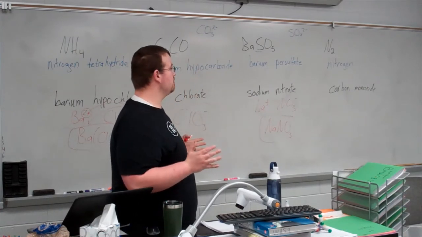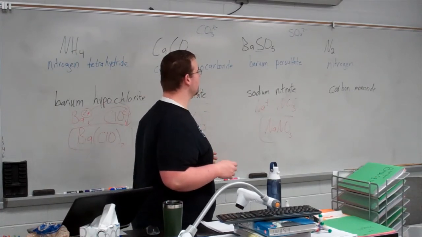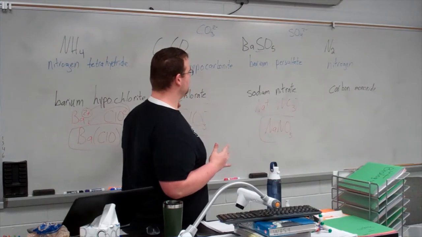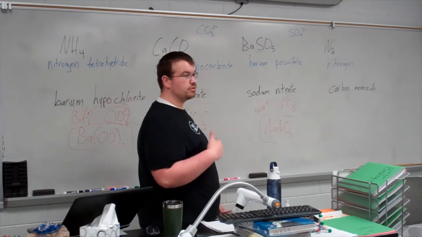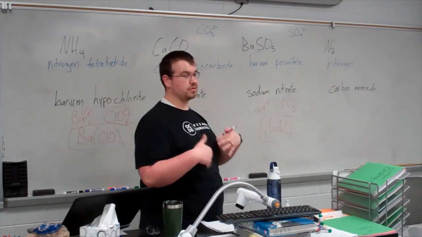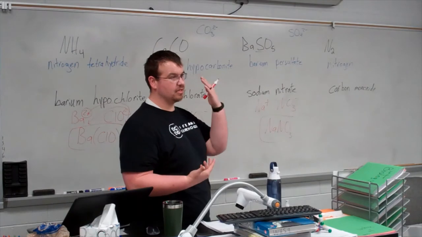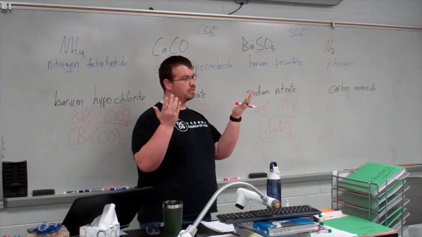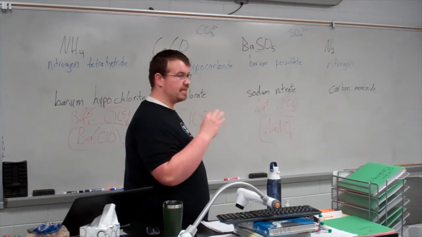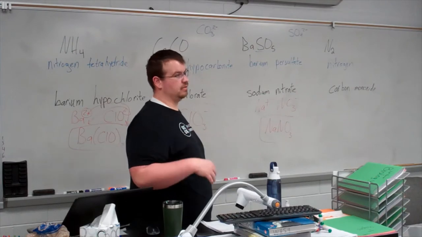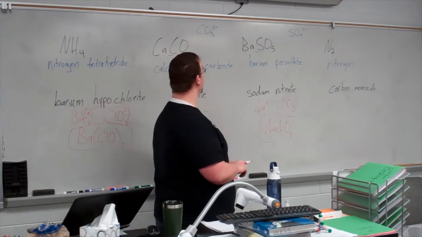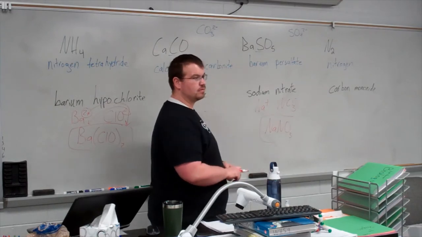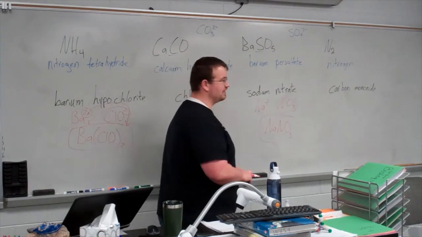But if you cross something, like if we did calcium carbonate. What's the charge on calcium? 2+. What's the charge on carbonate? 2-. It's a 2 and a 2. It's a 1-to-1. So it would just be CaCO3. Carbonate is CO32-.